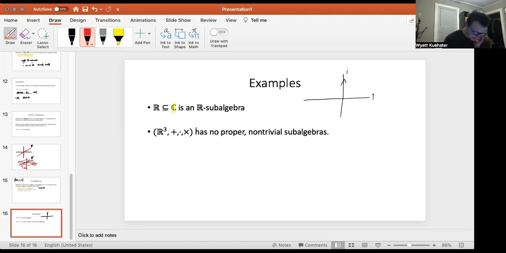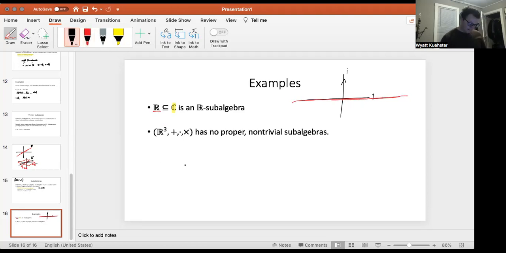And why is R a subalgebra? Well, again, it's an R vector space, and then multiplication of real numbers with real numbers. Let me highlight it in red here. There's the real axis inside the complex numbers. Multiplication of real numbers by real numbers gives you real numbers back. So the real axis in the complex plane is a subalgebra.